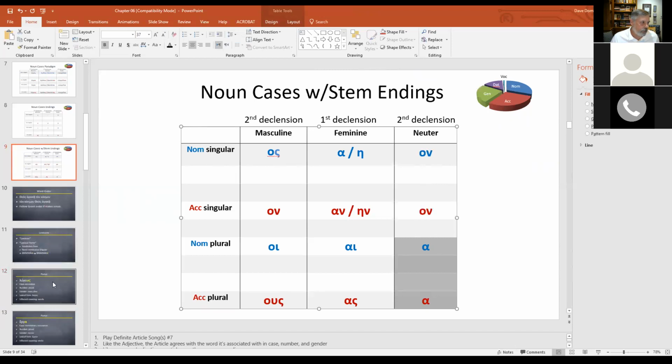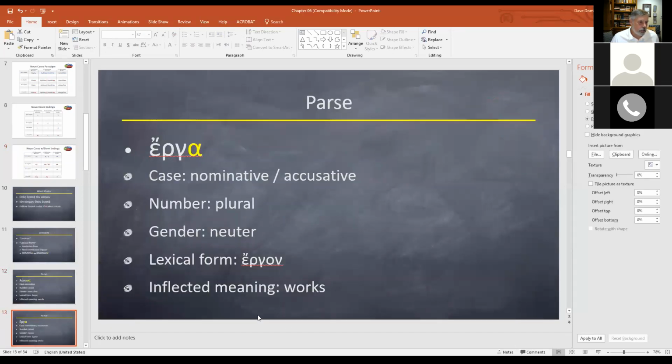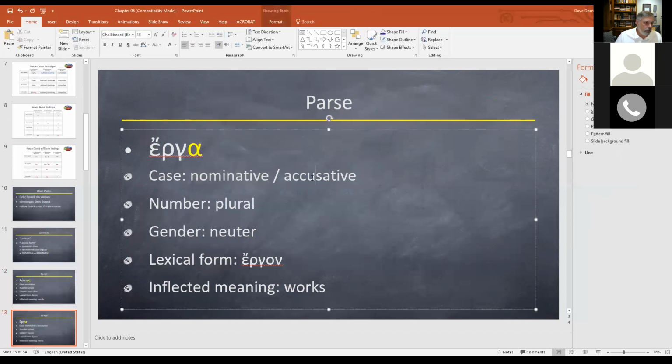If I were to translate this in a sentence, I know there are other clues we'll get later that will tell me if this is going to be the subject or the direct object. Right now, with the information I'm given, I don't know. But I do know it's plural. I do know its gender: the grammatical classification of it is neuter. I do know its lexical form is ergon. And I do know its inflected meaning: erga means works. That makes sense. You following?